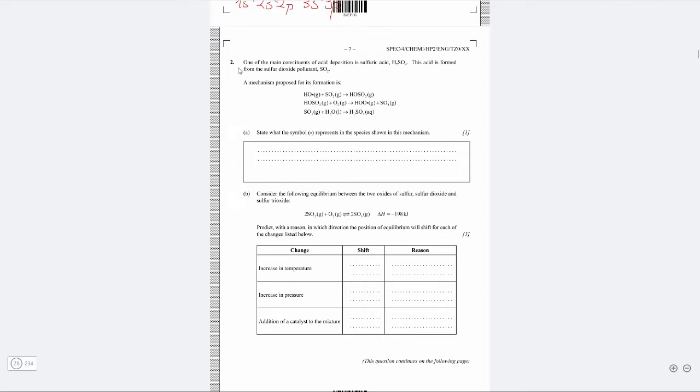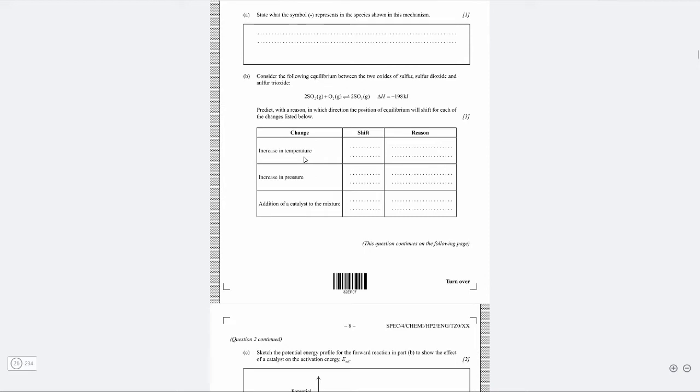Second question. One of the main constituents of acid deposition is sulfuric acid, as it is formed from the sulfur pollutant SO2. Then some radical reaction. State what the symbol dot represents in the species. Well, it represents a radical, which is an unpaired electron. So yeah, pretty simple. Consider the following equilibrium between the two oxides of sulfur. Predict within a reasonable direction the position of equilibrium will shift for each of the 3 changes listed below.